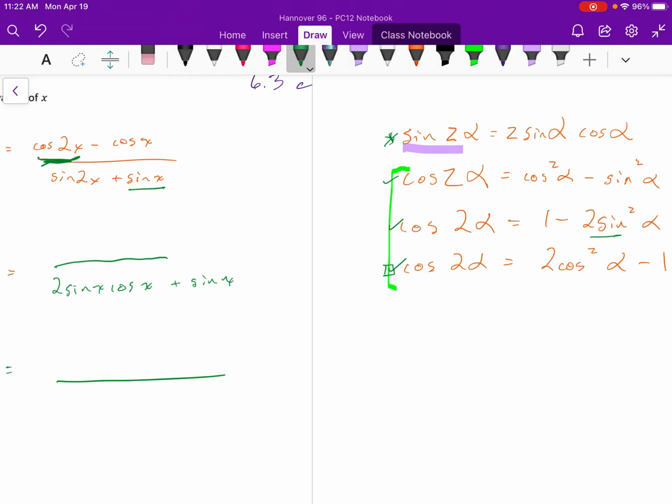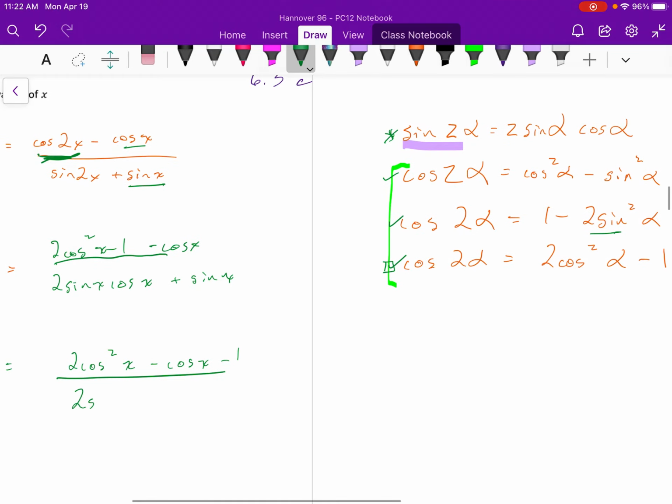I'm going to give this a shot. So instead of cosine 2x, I'm going to write 2 cosine squared x minus 1, and I have to subtract my original term of cosine x. So I'm just going to simplify things if you don't mind. I'm going to reorganize it. So I'm going to have 2 cosine squared x minus cosine x minus 1, all of that divided by 2 sine x cos x plus sine x.